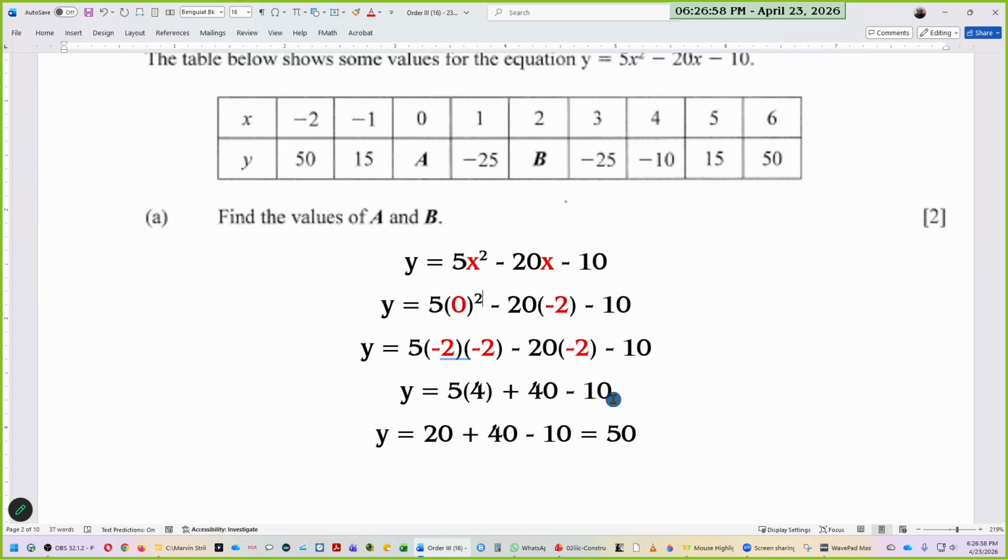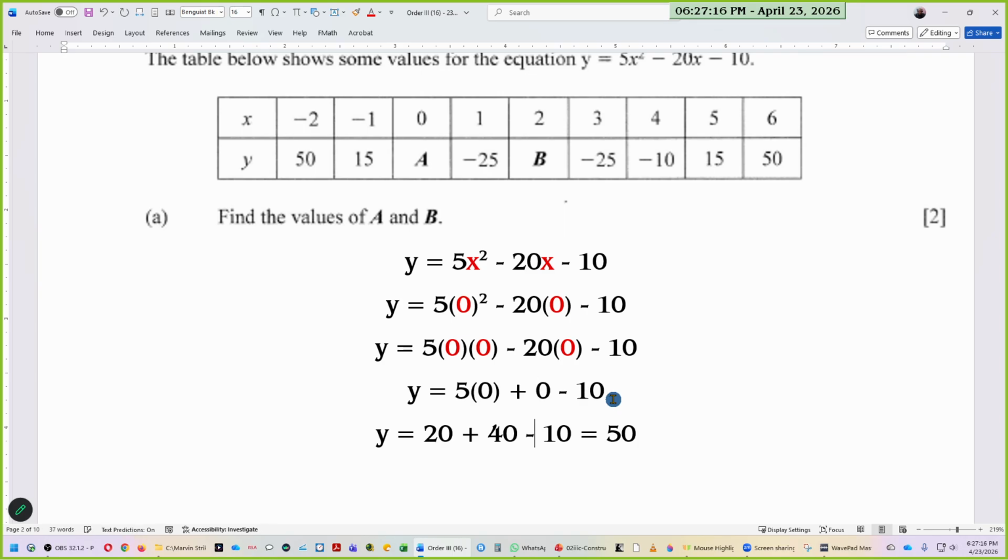So we're going to put 0 here, and we're going to just do this again. The 0 is going to knock out all of our x values, because anything times 0 is equal to 0. So 5 times 0 and 20 times 0 is just going to be 0. And then finally, it's going to be 0 plus 0 minus 10 is equal to -10. So this is what the a value is. And so we can say a is equal to -10.